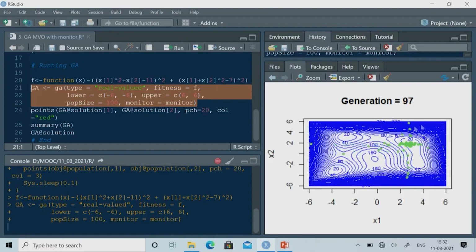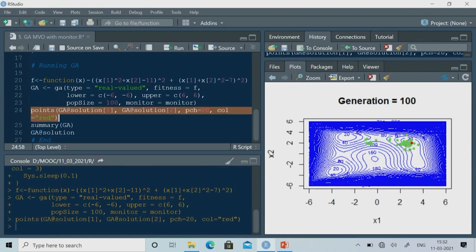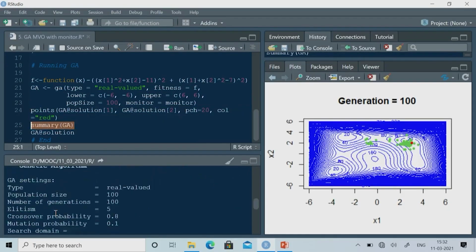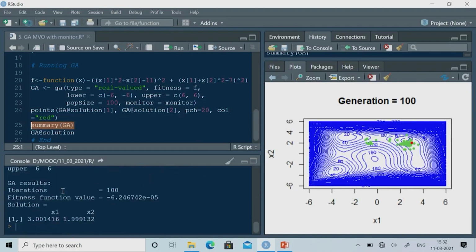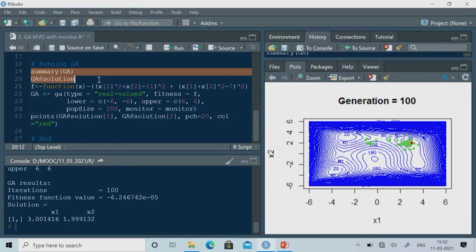So, you can see it will go up to 100 iterations, and so we got the solution. The solution is somewhere here, and just to plot the solution, I have used the points function. I would like to plot the final solution. So, you can see that this is the final solution we got, and if you want to see the value, I can use GA summary, and GA summary will give you everything, that is what type of settings you have used. And then if I run this particular GA solution, I can see the solution.